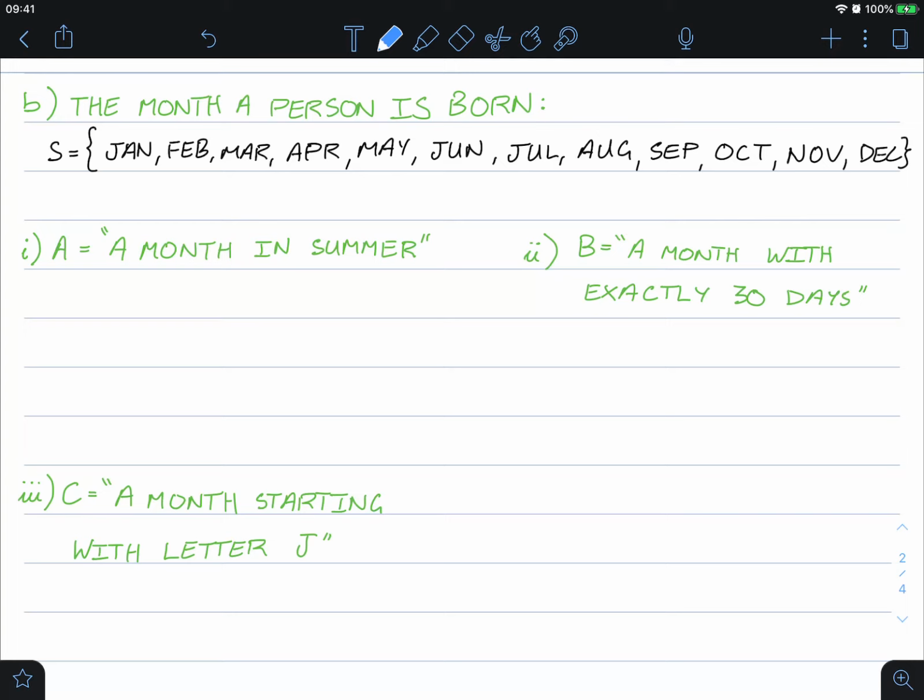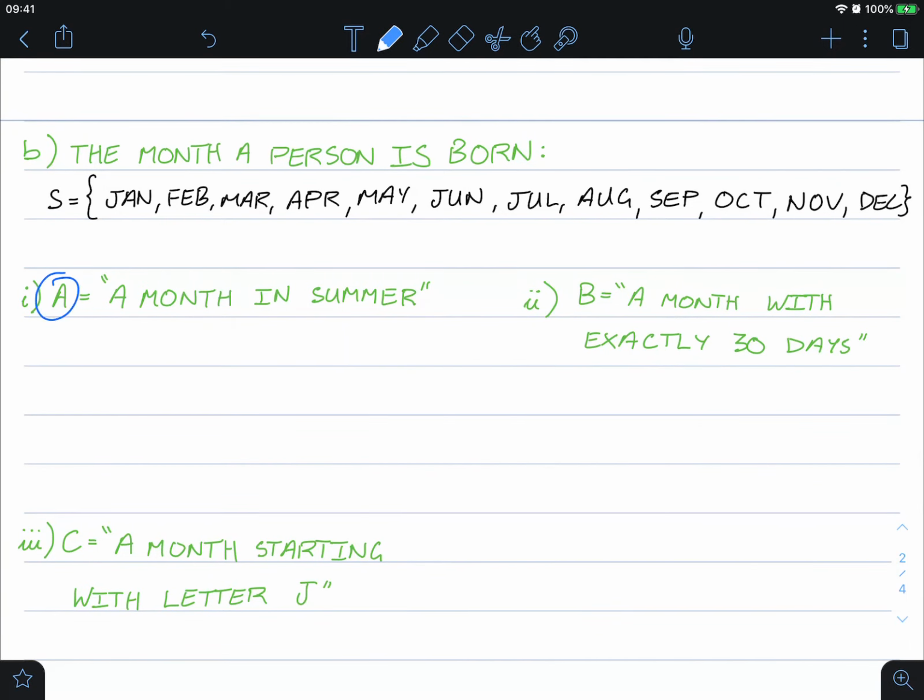So the month a person is born in, I've listed out all 12 months. And now let's say that the event A is a month in summer. The favorable outcomes are the months that are part of summer. In case you've forgotten, for Australia, it is December, January, and February. The number inside of A is 3 outcomes.